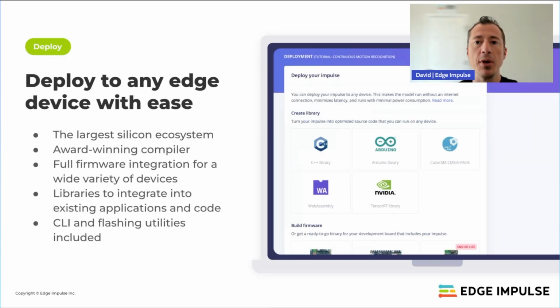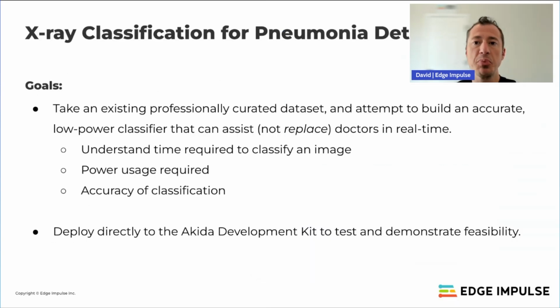Finally, in deployment, you have the option of building ready-made firmware for a wide variety of devices or generating libraries to plug into your existing application framework. We're going to use the BrainChip Akida today, so I'll walk you through that process. With that background, though, let's explain a bit further what I'm going to show off today.